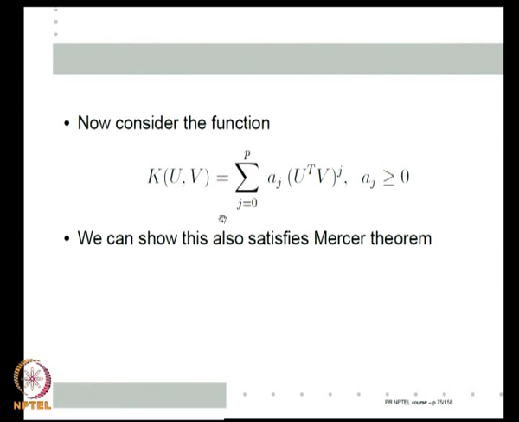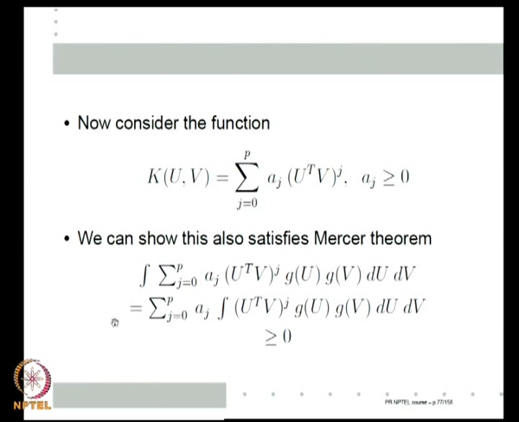This is also a kernel. Why? This is what I have to show. This is k(u, v), the summation j equal to 0 to p of a_j u transpose v to the power j, times g(u) g(v) du dv. This is what I have to show to be positive. Now, this sum can come out of the integral, right. Now, this integral I know is positive, because I have already shown that u transpose v to the power j is a kernel. So, because the a_j's are positive, this is true, right.